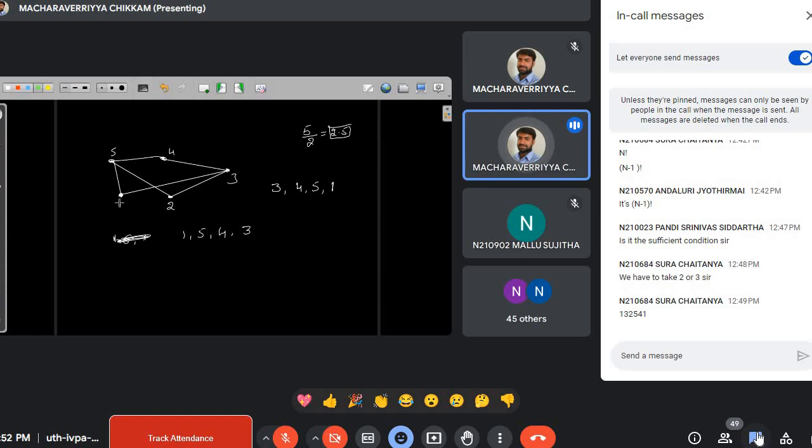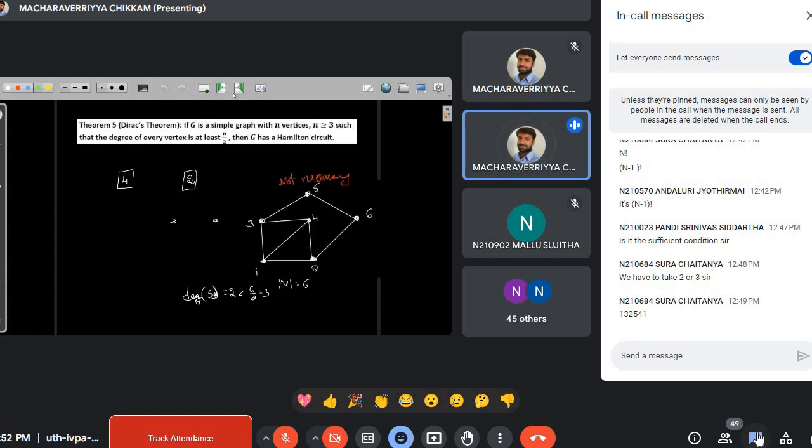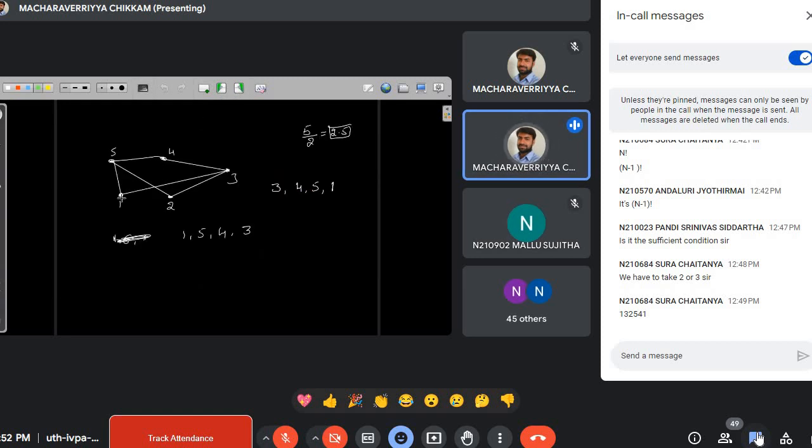I hope this one can be taken as motivation for the hypothesis of the theorem. Like why they are saying that every vertex is of degree at least n by 2. You see that there are 5 vertices, and the degrees are 2, and even this one is also 2. And we are getting a problem with these 2 points only.